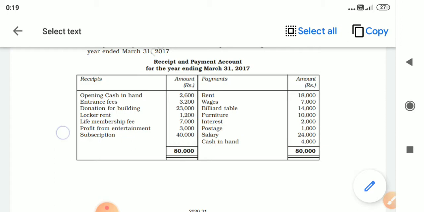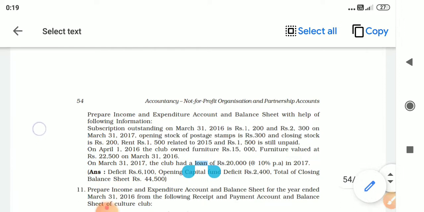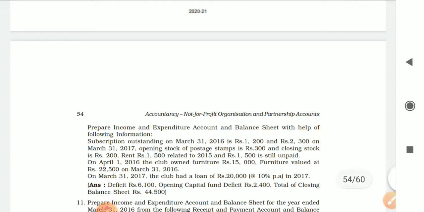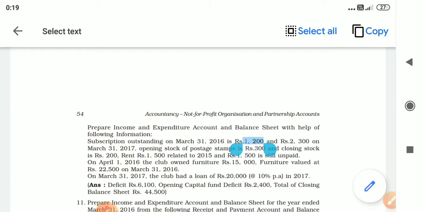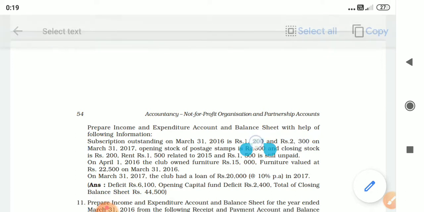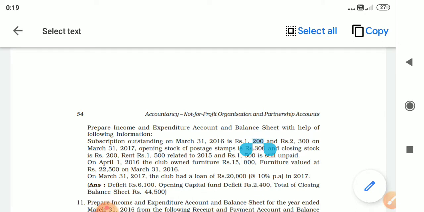Profit from entertainment, income. Subscription, 40,000 inner column. Subscription, what is the current year? 2017. Okay. Subscription outstanding on March 31st, 2016 is 1,200, minus previous year's outstanding 1,200, plus current year's outstanding 2,300 on 31st March 2017. So minus 1,200 plus 2,300. Subscription is over. Now previous year's subscription outstanding will appear in the asset side of opening balance sheet. Current year's subscription outstanding will appear in the asset side of closing balance sheet.